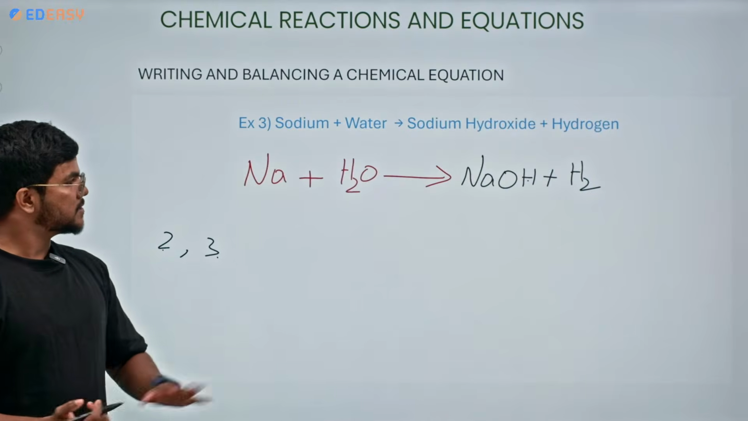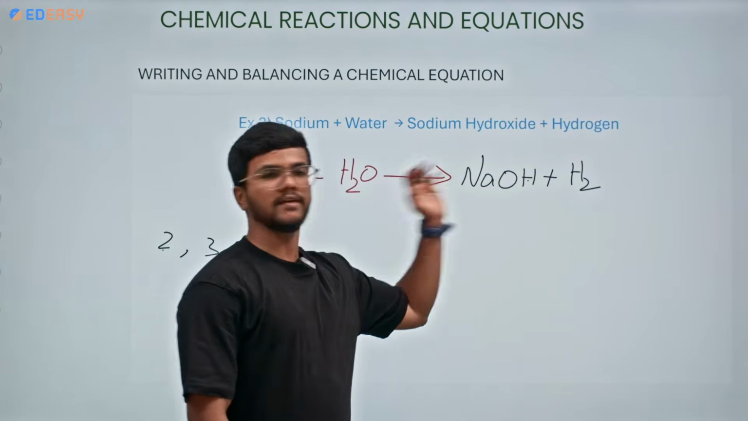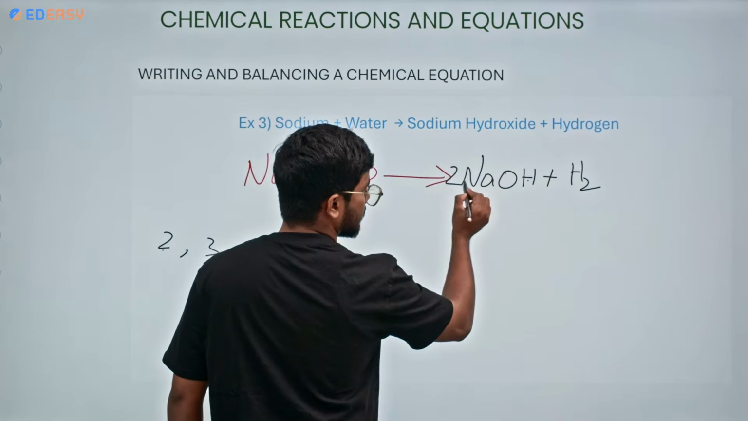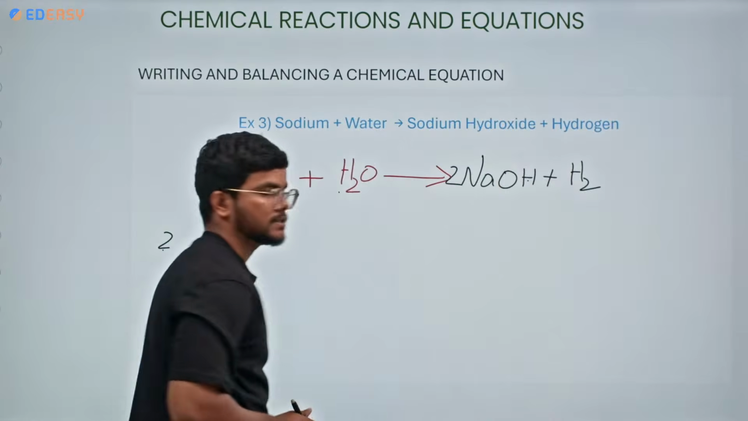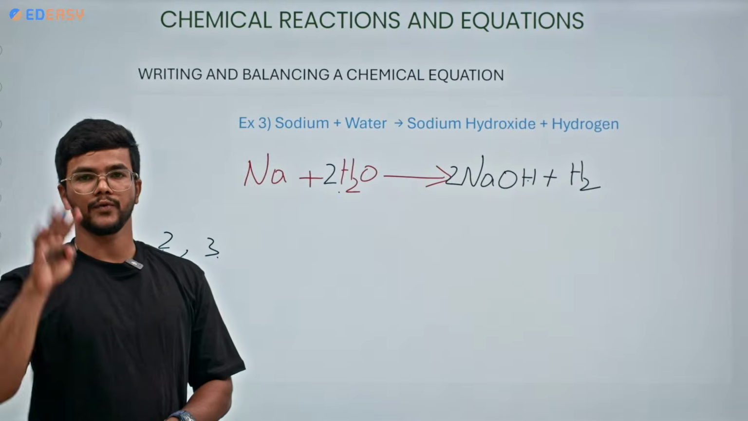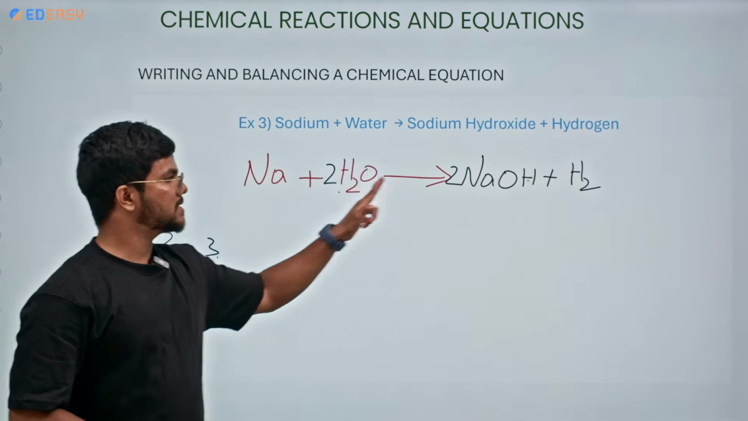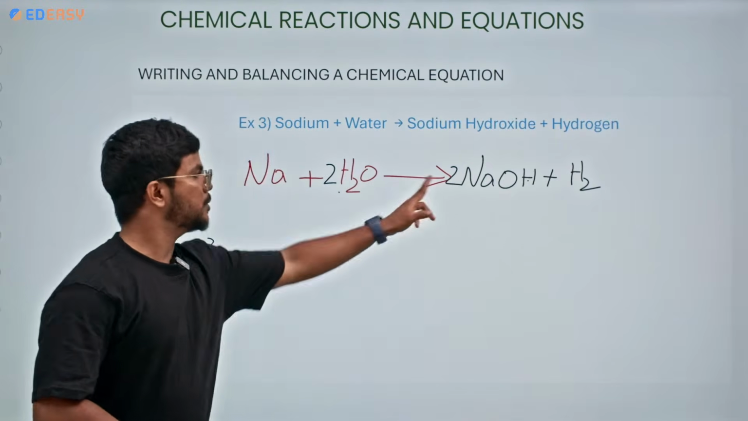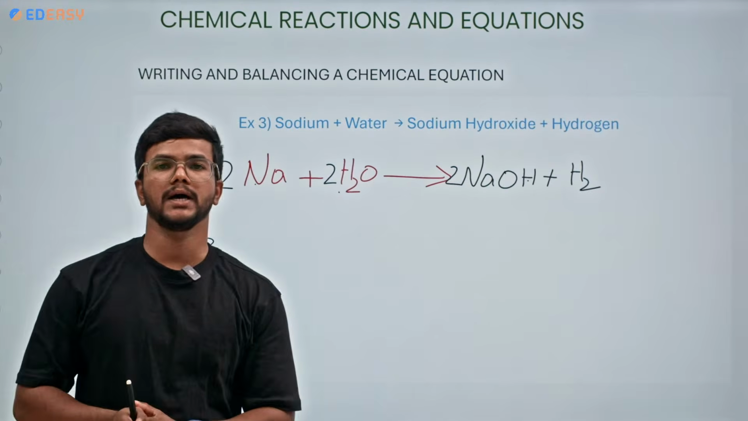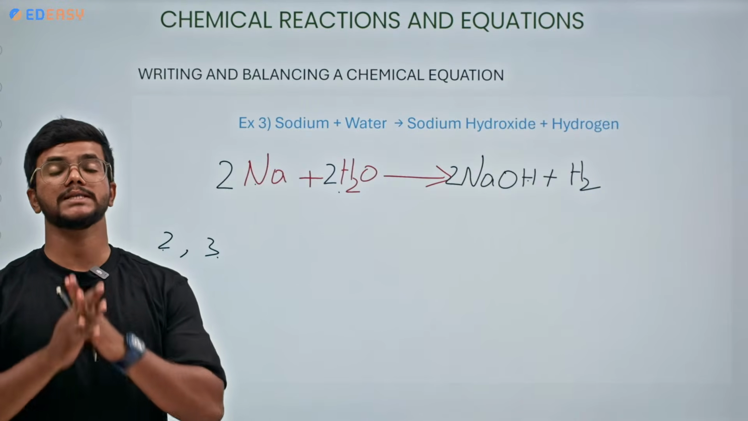So just simply check whether we can change the odd number to an even number. Here 2, just multiply 2 here, 2 hydrogens, 4 hydrogens. Now just multiply 2 here, now the hydrogens are 4. So hydrogens balanced. 2 into oxygen, 2 oxygens balanced. 2 into sodium, 2 sodium, 1 sodium, just keep 2 here. Now it is the balanced form of the chemical equation of sodium and water gives sodium hydroxide plus hydrogen gas.